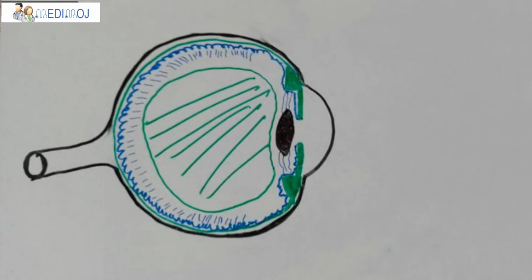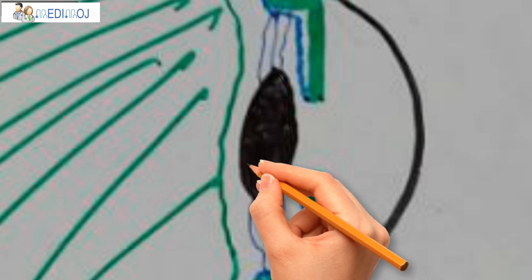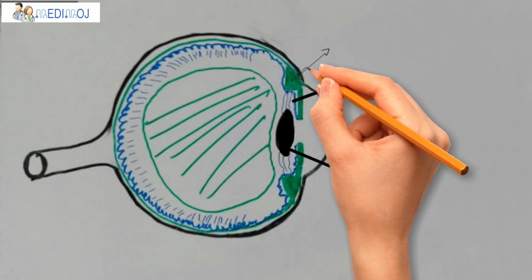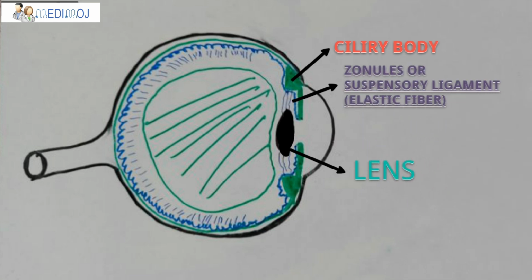Let's talk about the contents inside the eyeball. What is inside the eyeball? Here is the lens. As you can see, this is the lens. This is a transparent disc which lets the light pass and helps the light to focus properly on the retina. The lens is attached to the ciliary body through a special ligament made of elastic fibers. Here you can see these elastic fibers hold and adjust the lens focus power. It is called the suspensory ligament. We also know it as the zonules.